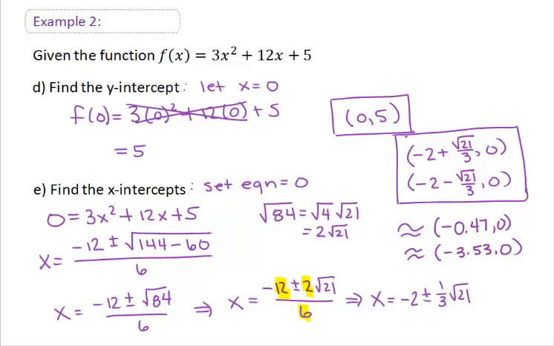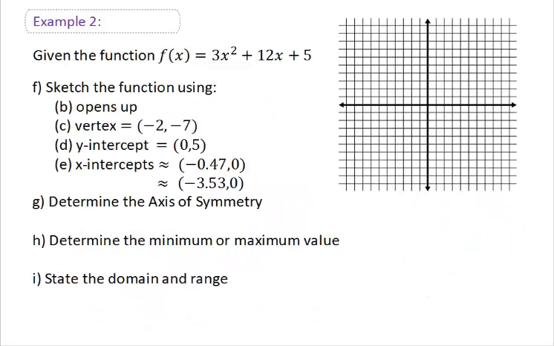So even though these are my exact ones, those were the ones that you would enter when your computer program asked for it, these are the ones that you're going to use to actually graph, because we need to figure out where in the world those would actually graph. Okay. So we need to graph this function using that information that we found in parts A through E, and then we need to analyze it with the axis of symmetry, max or min value, and domain and range.